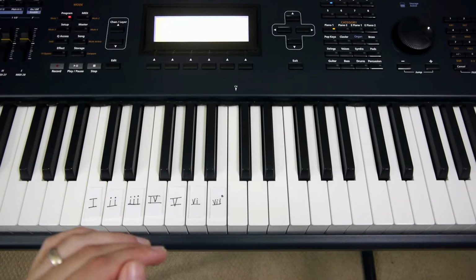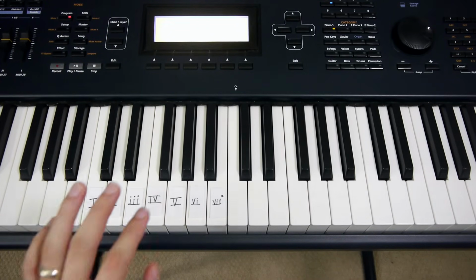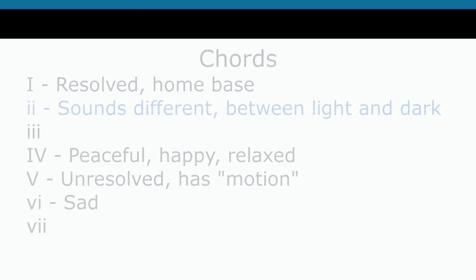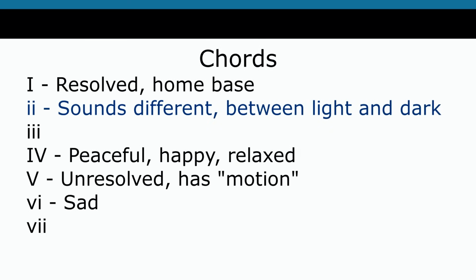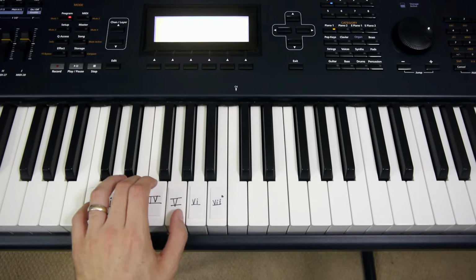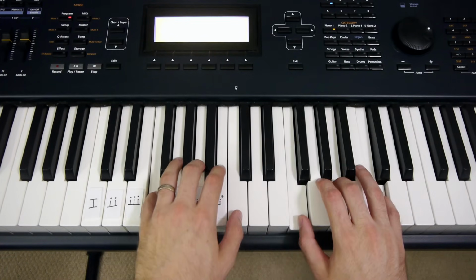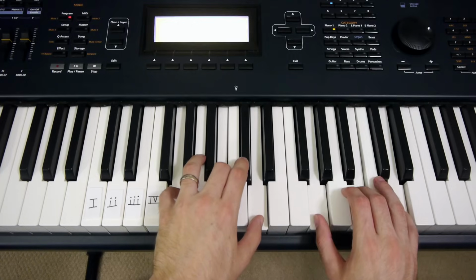Next up, let's talk about the 2 chord. Now, this one's a little bit harder to hear for some people, but I think of it as the bridge chord. It sort of jumps out and makes you think, oh, there was something a little bit different. That was interesting. And you can kind of hear what I mean. Let's say I'm doing 1, then I go to 4, then I go to 5. Now, here's 2. Listen.